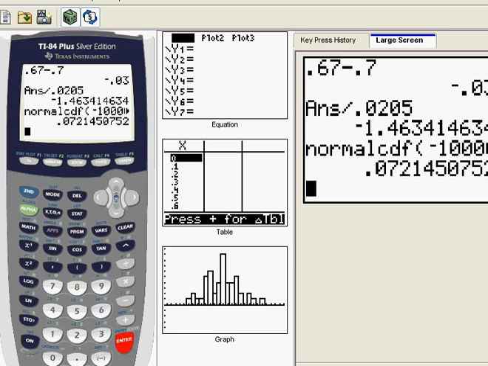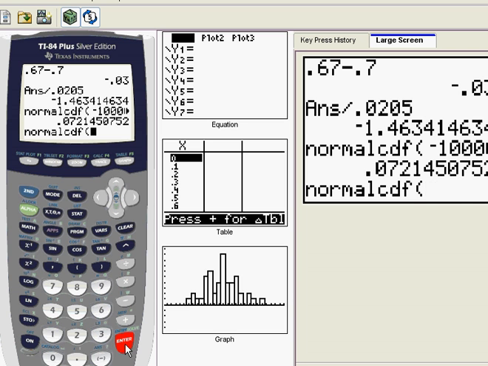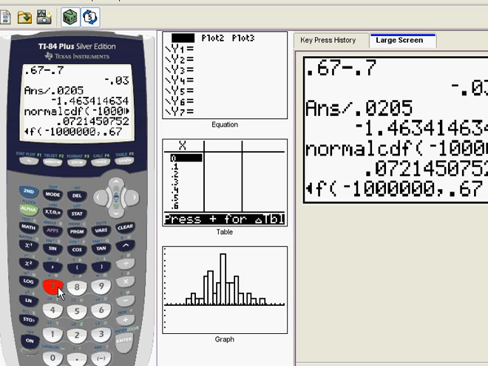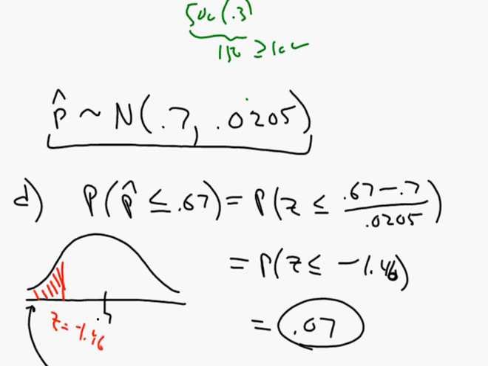By the way, back on the calculator, you could have also done second distributions, normal CDF. And instead of using the z-score, you could have done some very low negative number, comma, the proportion 0.67, comma, the mean of the proportions 0.7, comma, the standard deviation of the proportions 0.0205. You hit enter, and you notice you're getting about the same number. Okay, good. So we're able to calculate probabilities and so forth.